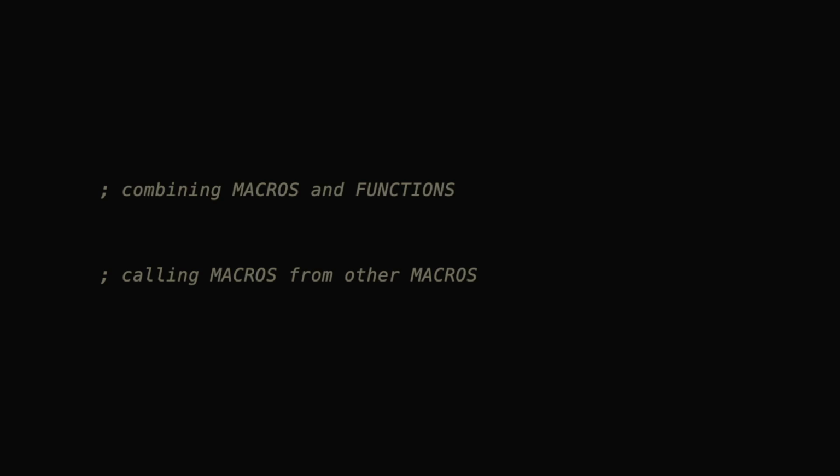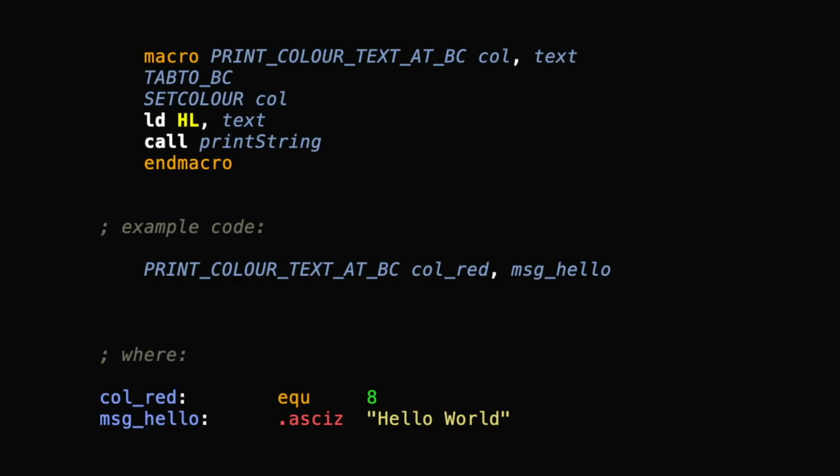It might be the case that it's better to combine macros and functions into one routine, and you can also call macros from within another macro. If we take this as an example, a macro to print some coloured text at a particular position on screen, we're using a combination of macros and functions that we call. So the tab to BC and the set colour are both short macros, each of which only take a few bytes each. But the routine to print some text onto the screen is considerably longer, so it makes more sense for that to be called as a function.